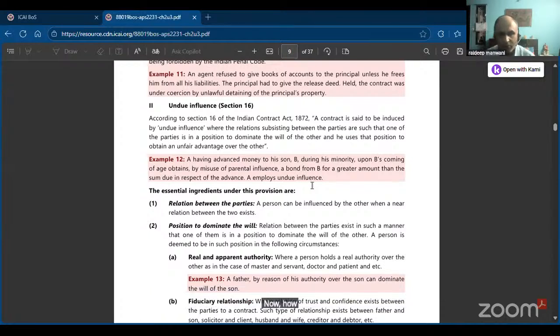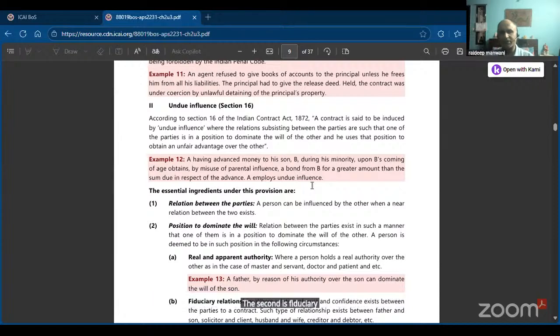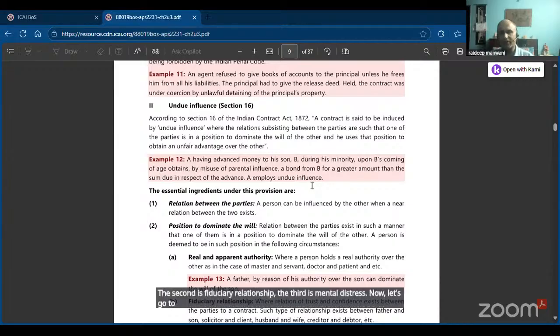Now, how can you dominate the will of the other person? Section 16 of the Indian Contract Act says that there are three positions or relationships in which one person can dominate the will of the other party. One is real or apparent authority. The second is fiduciary relationship. The third is mental distress.